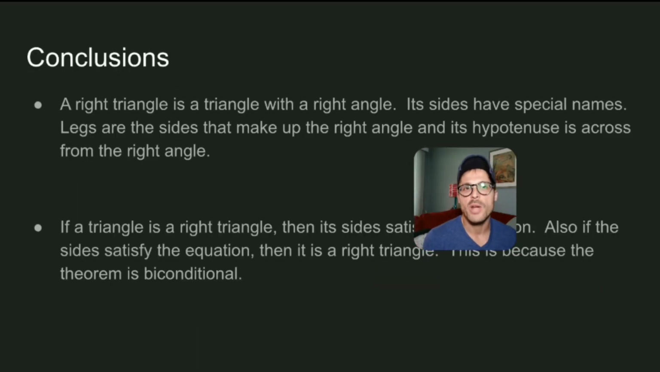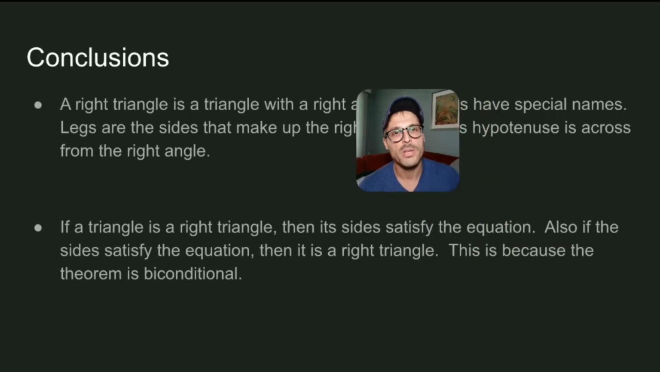First and foremost, a right triangle is a triangle with a right angle. That is how we define it. Its sides have special names. The two sides that make the right angle are called its legs, and the side across from the right angle is called its hypotenuse. We also know if a triangle is a right triangle, then it satisfies the equation a squared plus b squared equals c squared.